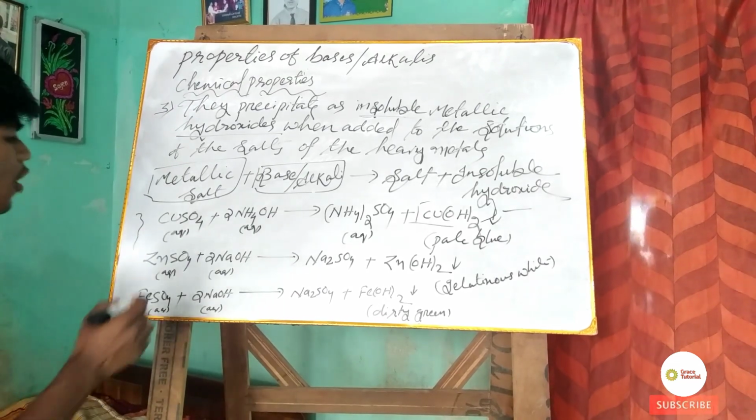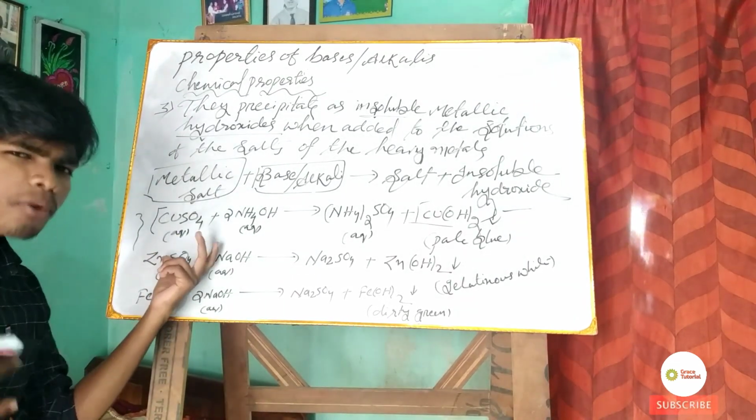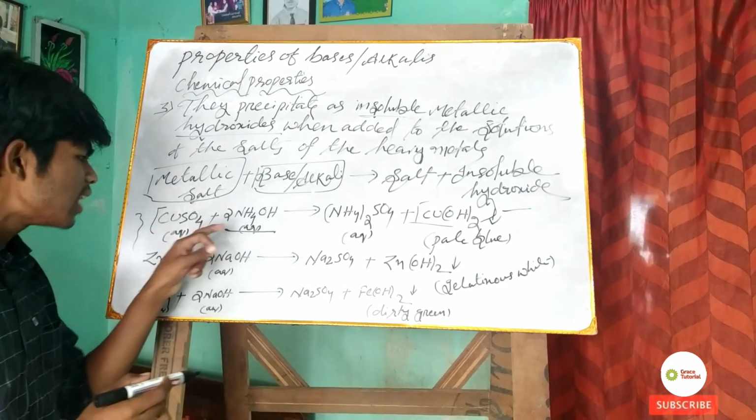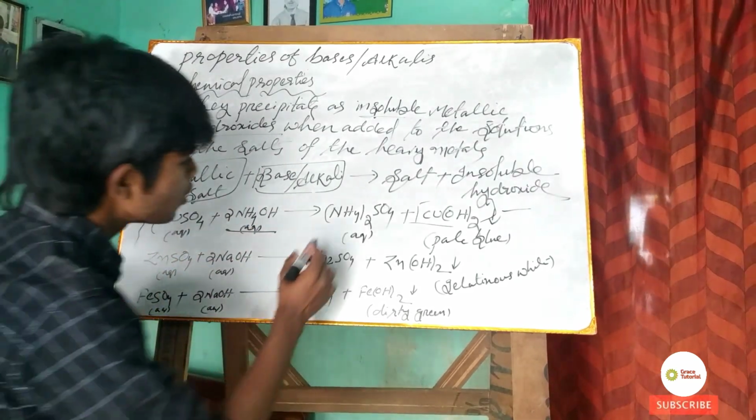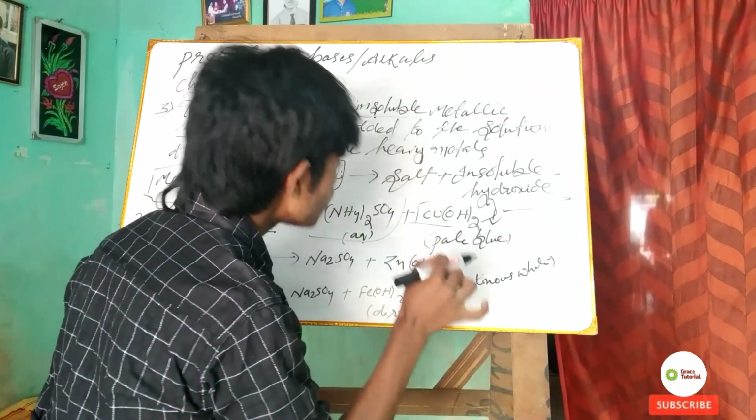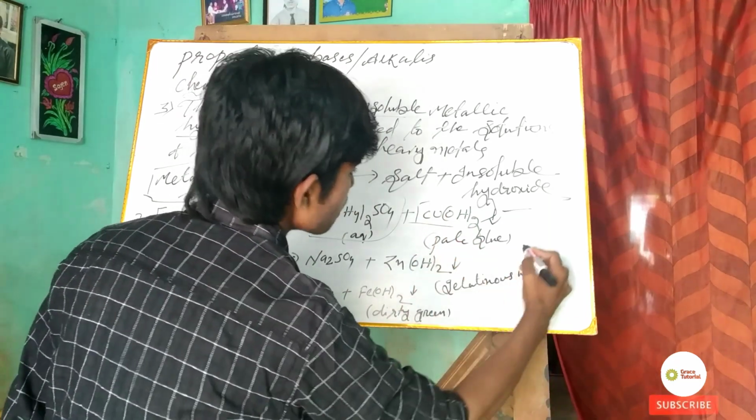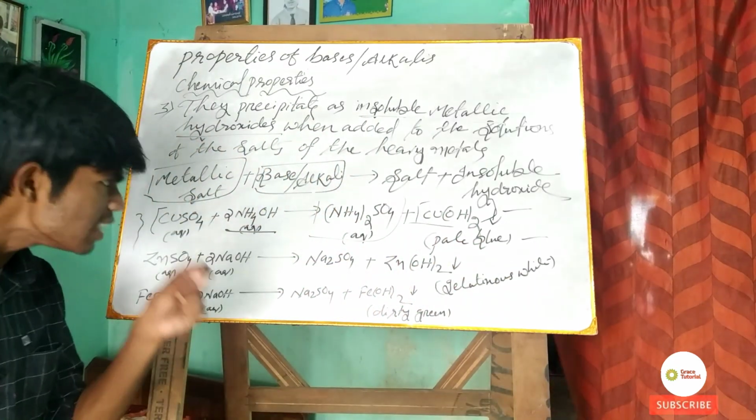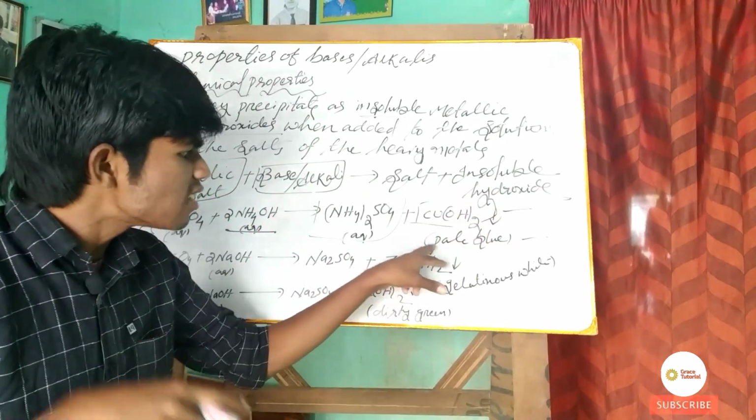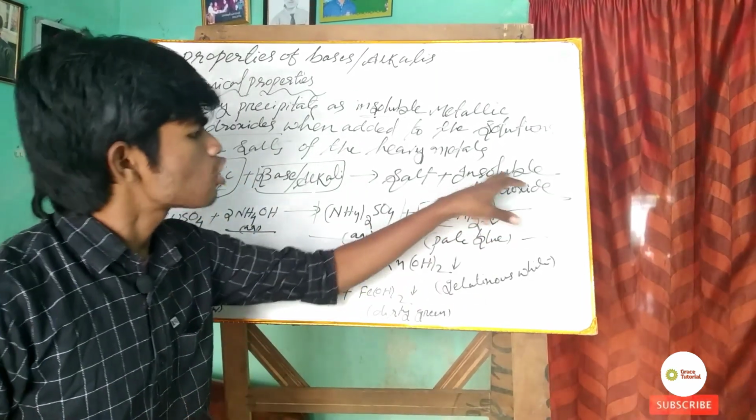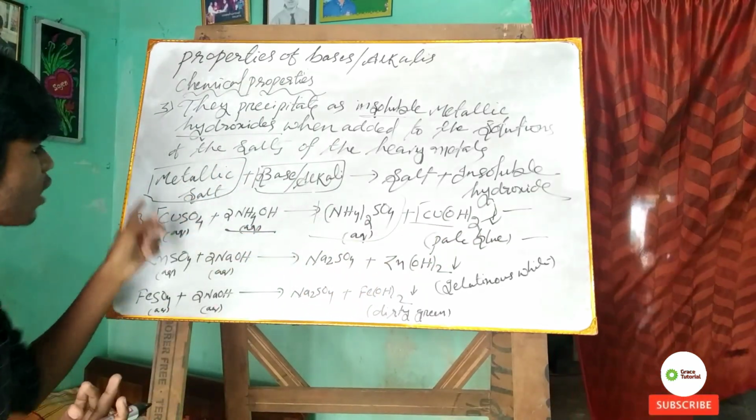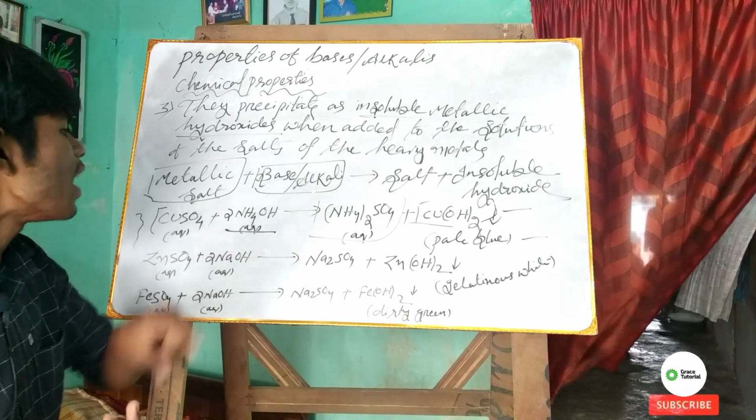We have copper sulfate. When the aqueous solution of the copper sulfate reacts with the aqueous solution of the ammonium hydroxide, that is NH4OH, we get the aqueous solution of the ammonium sulfate with the precipitation of the copper hydroxide, which is pale blue in color, and this is an insoluble hydroxide which is a precipitate. This insoluble hydroxide is obtained when the metallic salt reacts with a base like ammonium hydroxide.